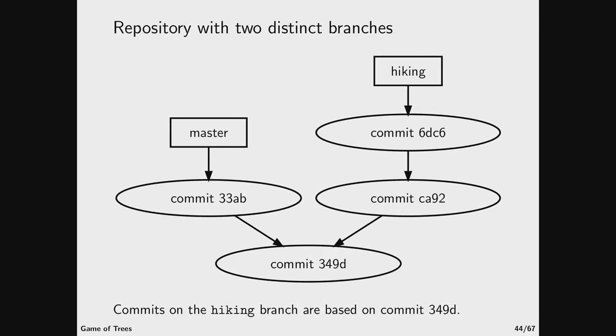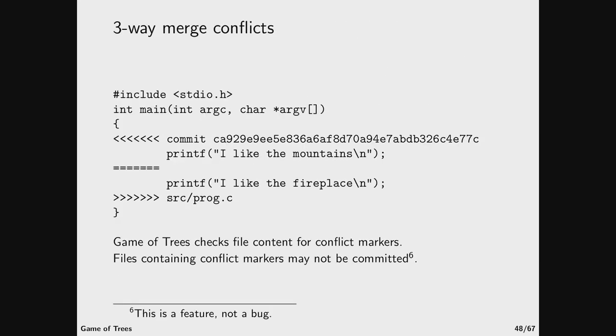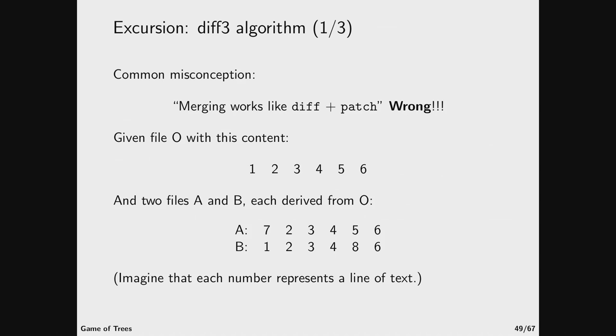So with Diff3, you get three files as input. And in our case, there's an original file, which is the one that was in the commit at the very bottom of the shared history of the branches as we saw them before. So maybe I go back until you see this. So the original comes from commit 349D. That's where we take one file from. The other two files are on the tips of each branch.